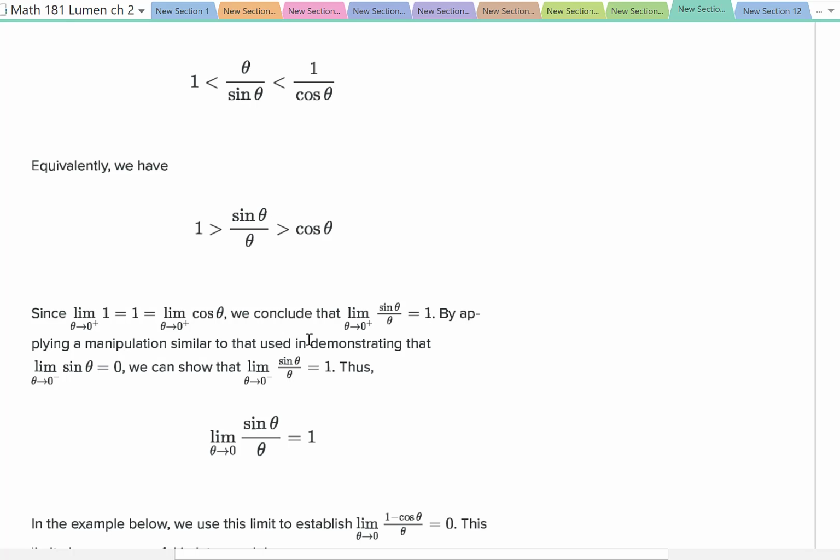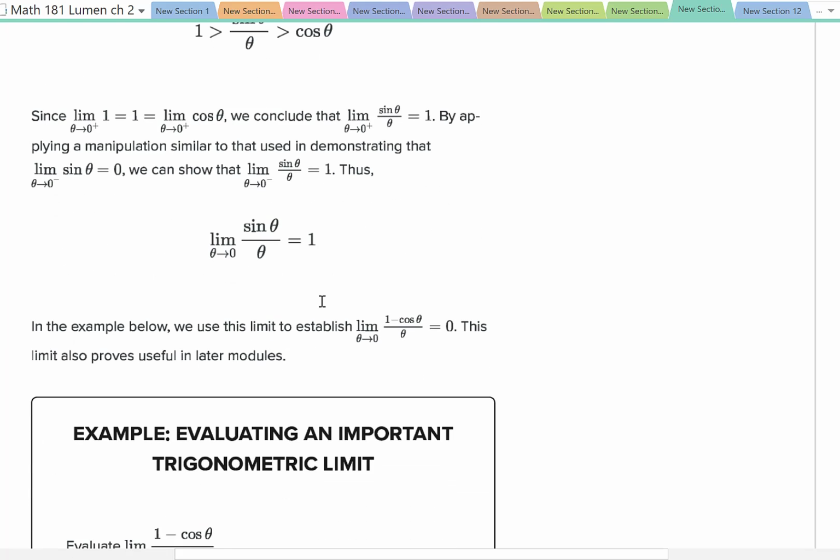By applying a manipulation similar to that used in the earlier part, we see the limit of sine theta as theta approaches 0 from the left side is 0. We can show then that the limit of sine theta over theta as theta approaches 0 from the left side is 1. So the big conclusion we want to take from this is that the limit as theta approaches 0 of sine theta over theta is 1.